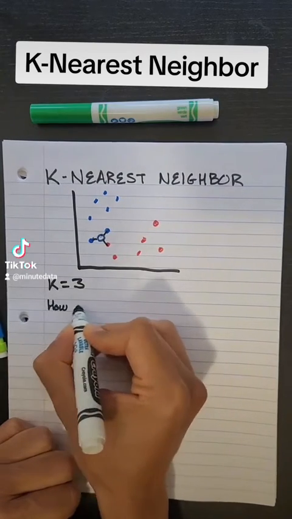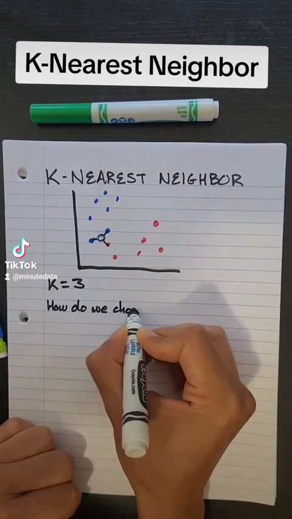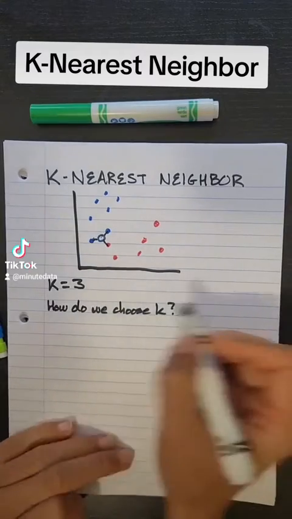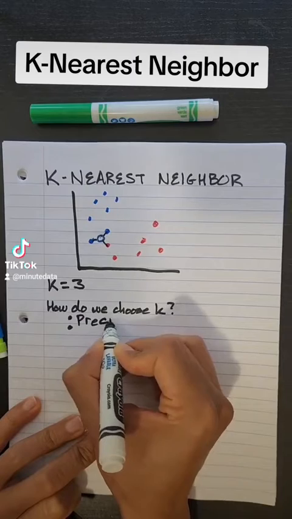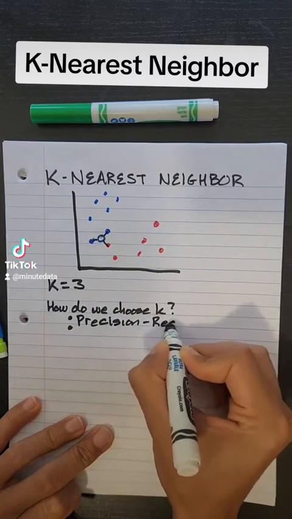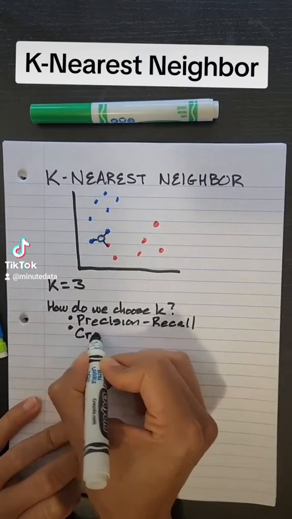So per question, how do we choose K? Some things to keep in mind are metrics such as precision, recall, and cross-validation.